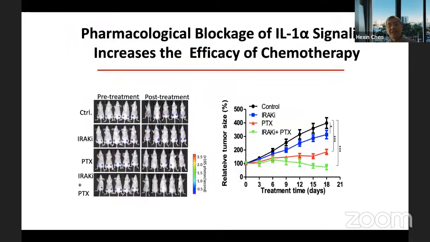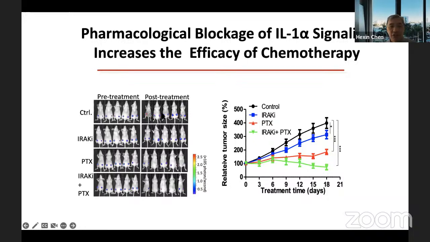So the next question: if IL-1 is very important for maintaining cancer stem cells, is it possible to target this pathway for cancer treatment? We use an inhibitor called IRAK inhibitor. IRAK is one of the downstream targets of the IL-1 signaling pathway. So we use a small chemical to block the IL-1 signaling pathway, and also use paclitaxel as chemotherapy, and then we combine these two drugs together to treat the cancer as well. Before treatment, the tumor formation is very similar in all these groups of mice.